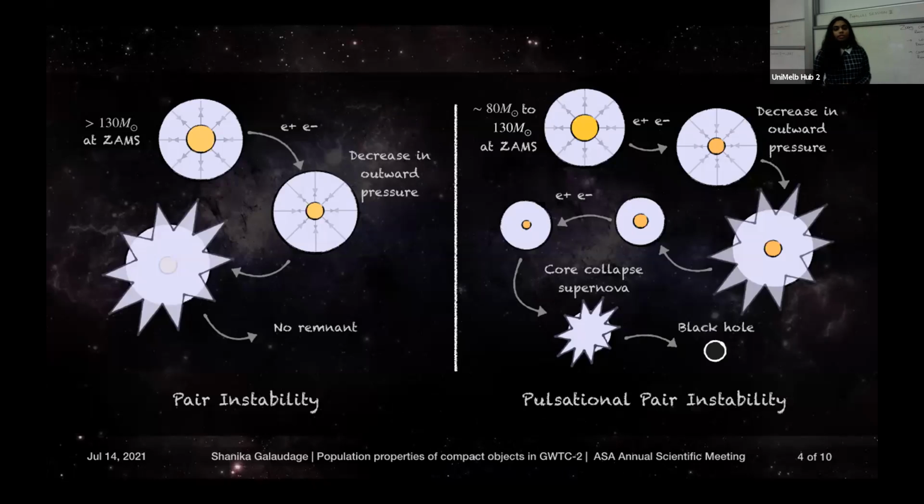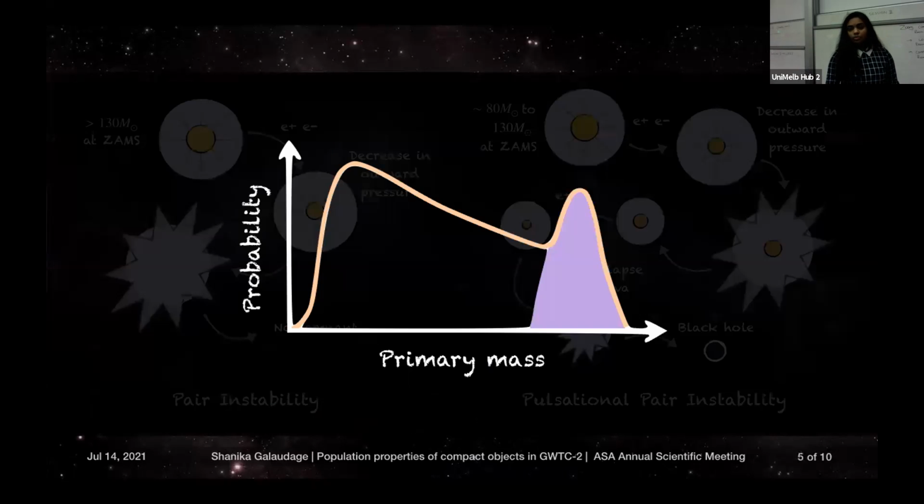The key thing here is, in the first case with pair instability, you have these massive stars not producing black holes. In the second case, you have a range of mass stars collapsing down to form similar mass black holes. So what would this look like in our mass distribution? Here I have a cartoon of a mass distribution.